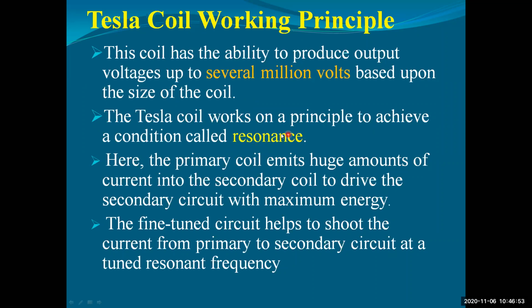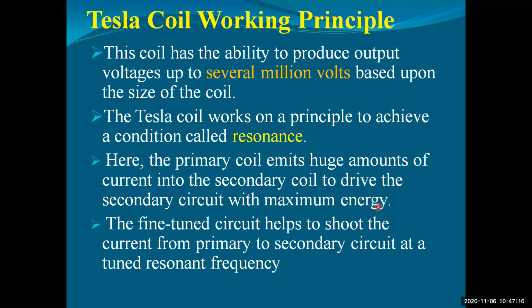Based on resonance, the Tesla coil is working. Here the primary coil emits a huge amount of current into the secondary coil to drive the secondary circuit with maximum energy. So by using a spark gap and a capacitor, it's possible to generate very high current in the primary circuit.